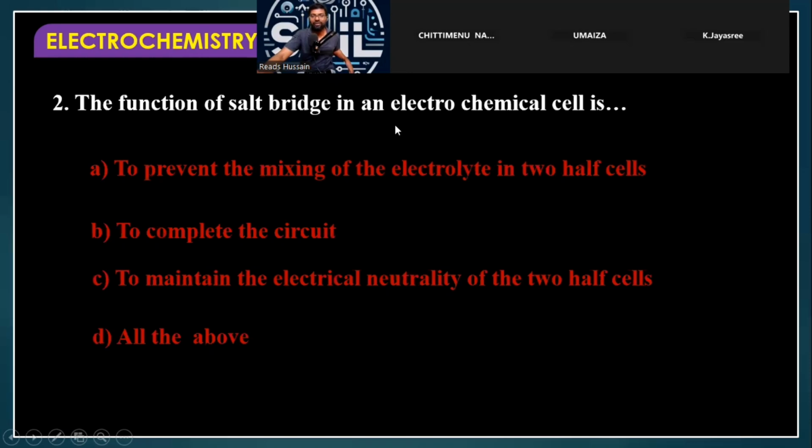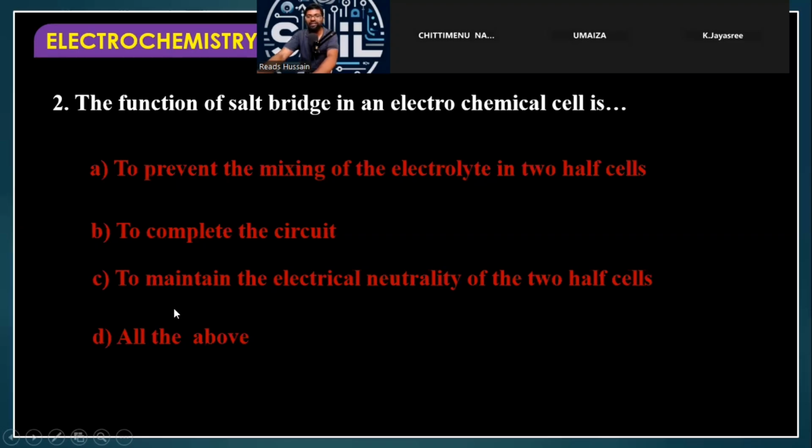What is the function of a salt bridge? Salt bridge prevents the mixing of electrolytes in the 2 half cells, that means the cathodic half cell and the anodic half cell. It prevents the mixing of electrolytes. And second, it completes the circuit. If the salt bridge is not there, there will be no flow of current. No electricity will be produced. So it completes the circuit.